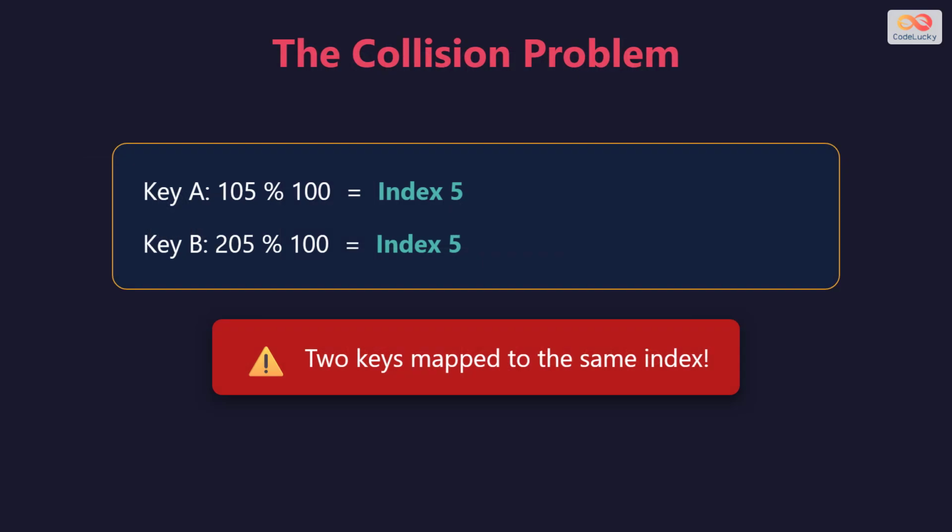Here is the catch. Since our array has a limited size, two different keys might calculate to the same index. For example, 105 modulo 100 is 5, and 205 modulo 100 is also 5. This is called a collision.